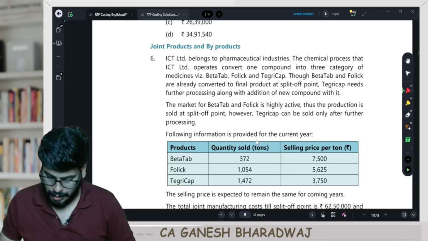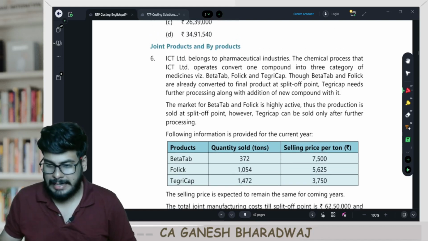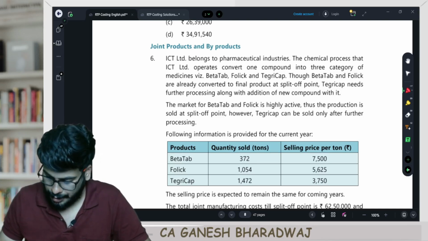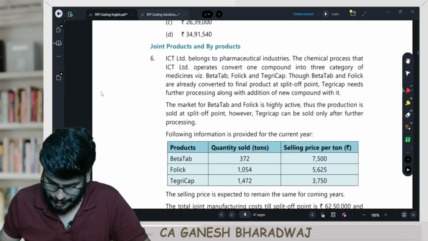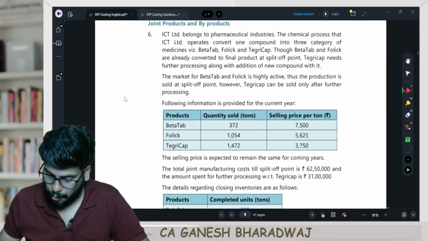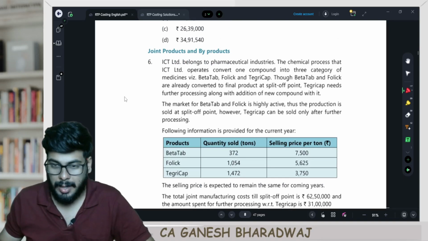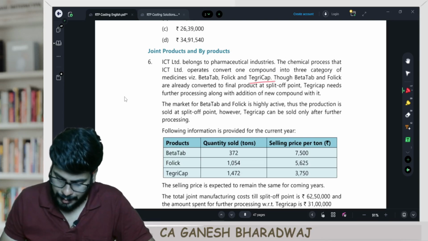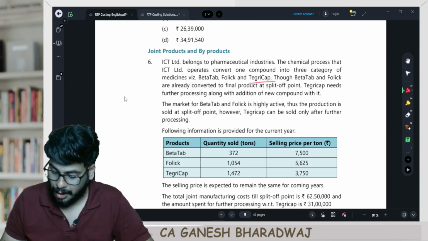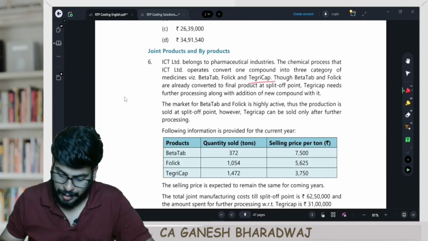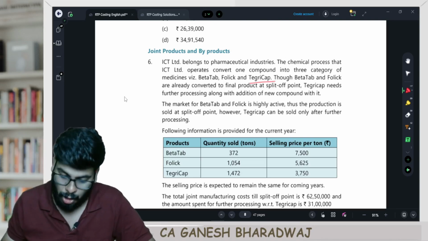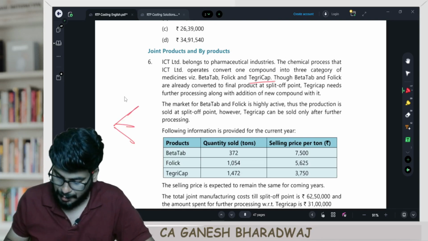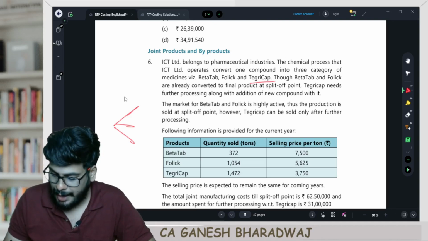So now let's move on to the next question, which is question number 6. Now, ICT Limited belongs to pharmaceutical industries. The chemical process that ICT Limited operates converts one compound into 3 categories of medicines, which is beta tab, folic, and tegricap. Fine. So basically this company deals in manufacturing of 3 different products, 3 different medicines, right? Beta tab, folic, and tegricap.